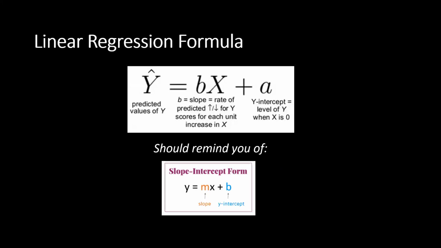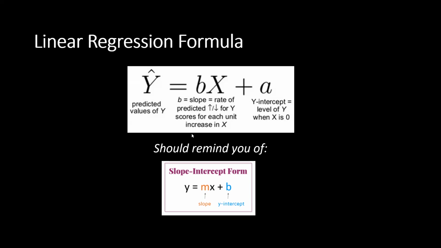So the regression model format is above right here. Y is our predicted values of Y, the predicted values of our dependent variable. B is the slope, or rate of predicted increase or decrease for the dependent variable for each unit increase of X, X being the independent variable. Over here, we have the y-intercept value, which is the level of Y when X is equal to 0. A basic linear regression model is going to contain one independent variable and one dependent variable.